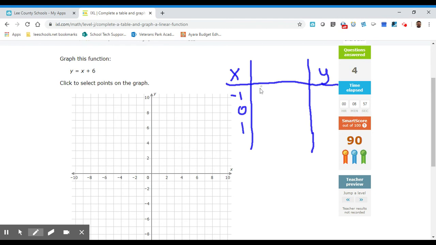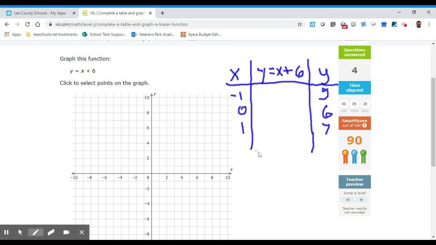You could pick any numbers, but you don't want to get too big or you're not going to be on the graph. X plus 6. Okay? So take our x value, plug it in here. It's negative 1. Negative 1 plus 6 is the same as 6 minus 1, which is 5. Okay, let's put 0 here. 0 plus 6 is 6. And if we put 1 here, we have 1 plus 6, which is 7.